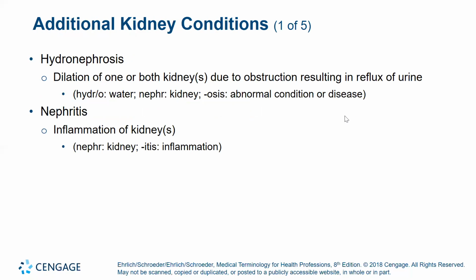Let's take a look at some abnormal kidney conditions that they have here. So we have hydronephrosis. Hydro is water, nephr is kidney, osis is abnormal condition. So breaking the term down, it's an abnormal condition of water on the kidney. Nephritis is inflammation of the kidneys.